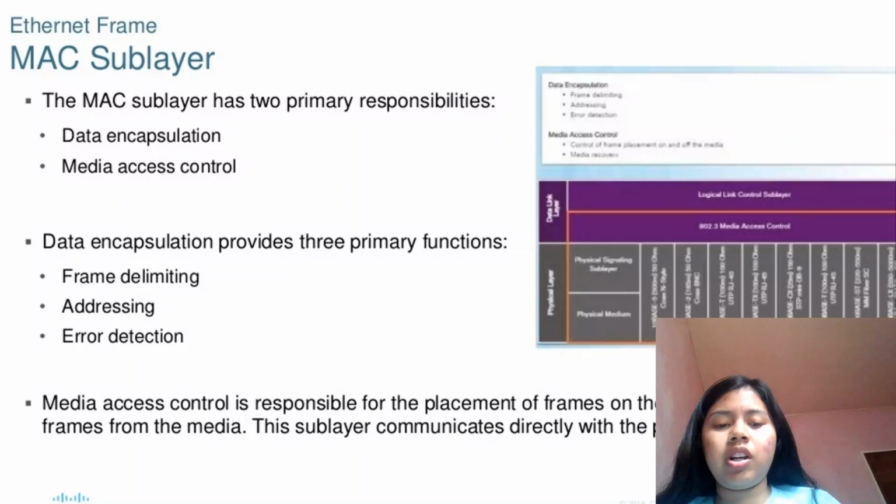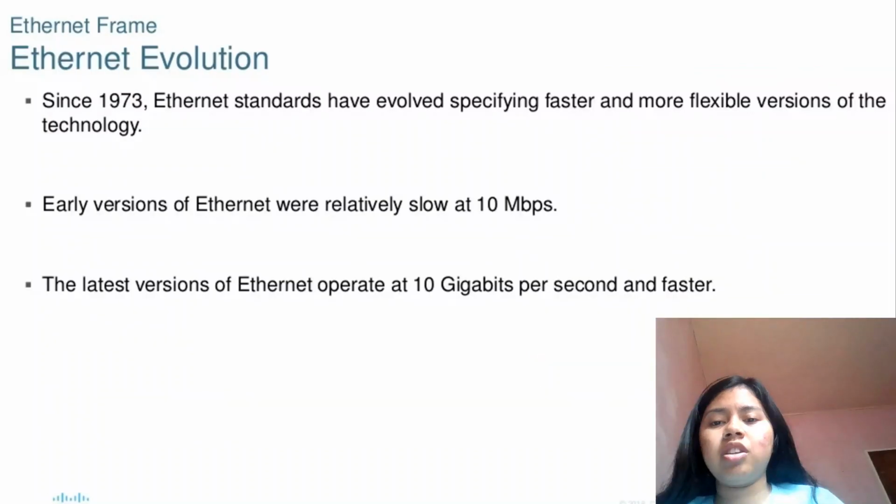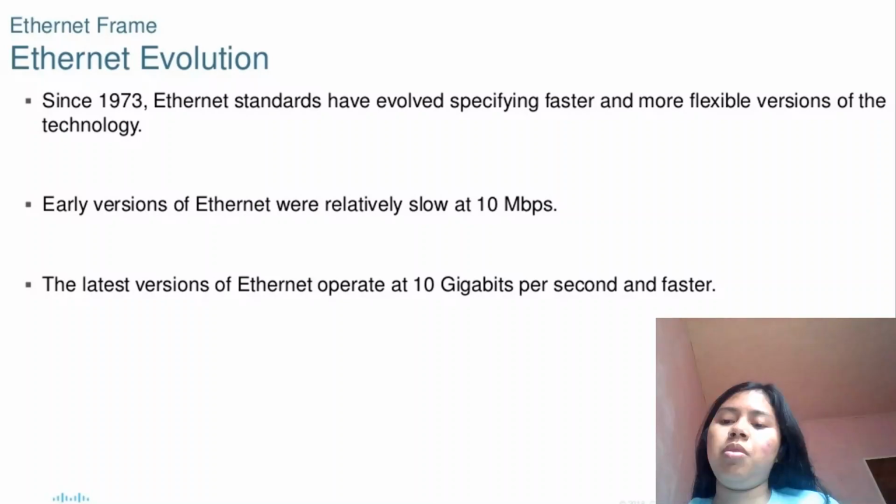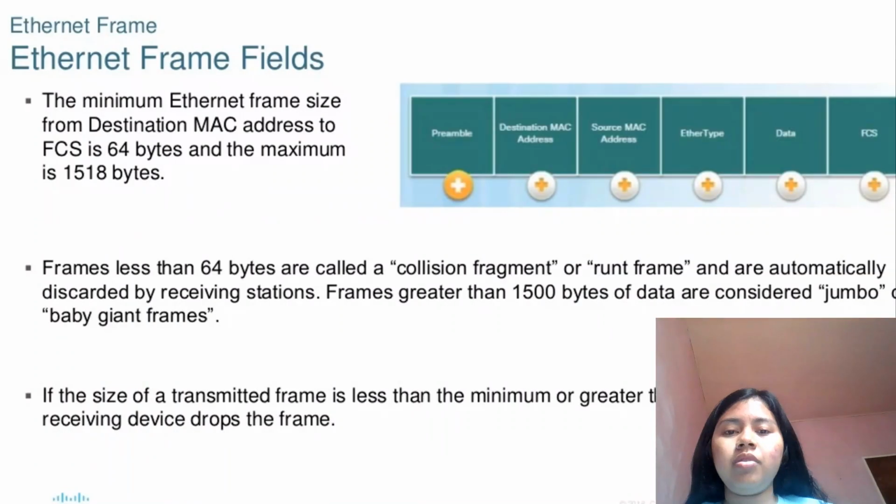Ethernet evolution. Since 1973, Ethernet standards have evolved, specifying faster and more flexible versions of the technology. Early versions of Ethernet were relatively slow at 10 Mbps. The latest versions of Ethernet operate at 10 gigabits per second and faster. Ethernet frame fields. This is a sample of Ethernet frame fields.